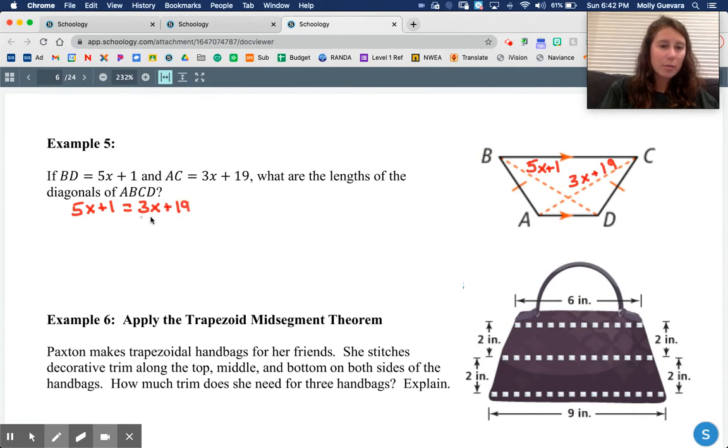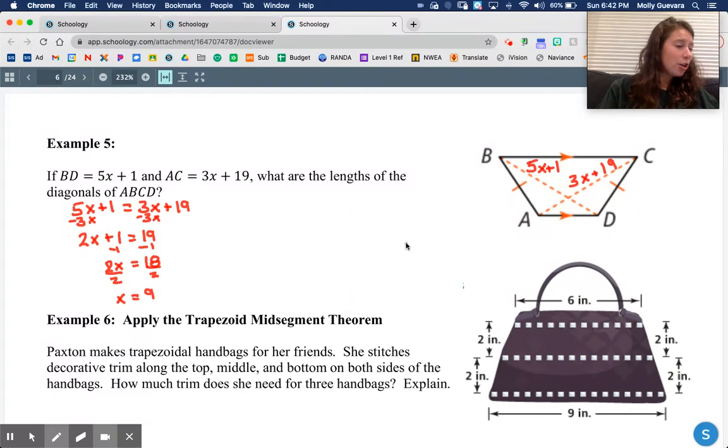And I'm going to solve. So let's minus 3x, minus 3x. So I'm left with 2x plus 1 equals 19. I'm going to subtract 1 from both sides, and I get 2x equals 18. Divided by 2, divided by 2, x equals 9. Great. But it's asking what are the lengths of the diagonal.